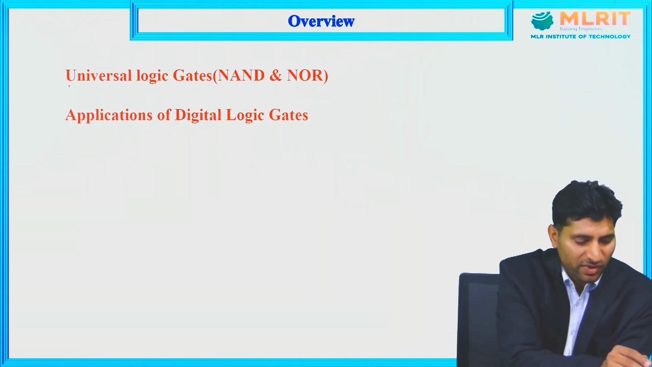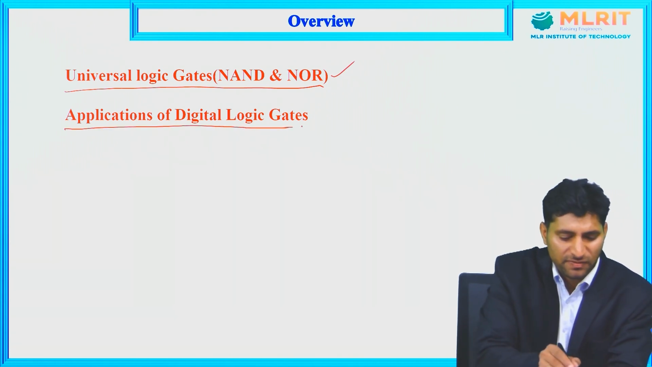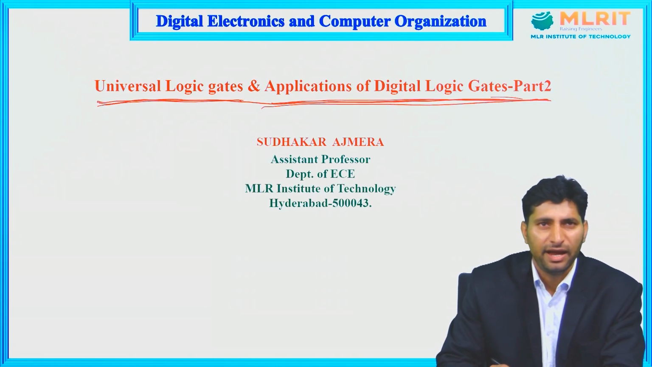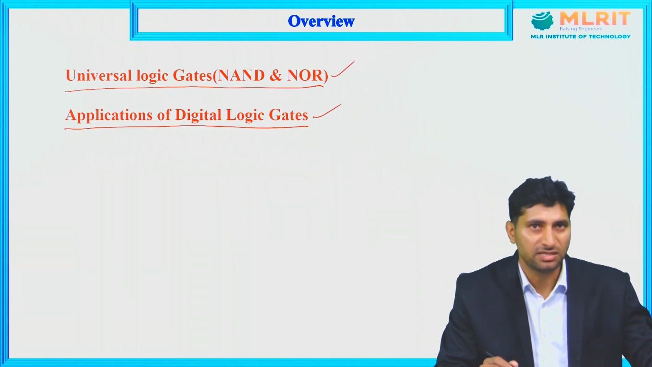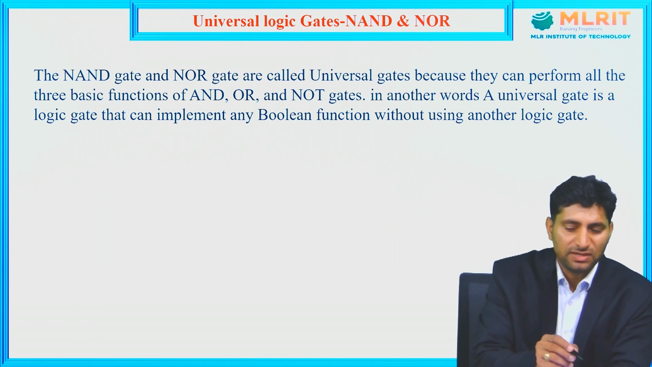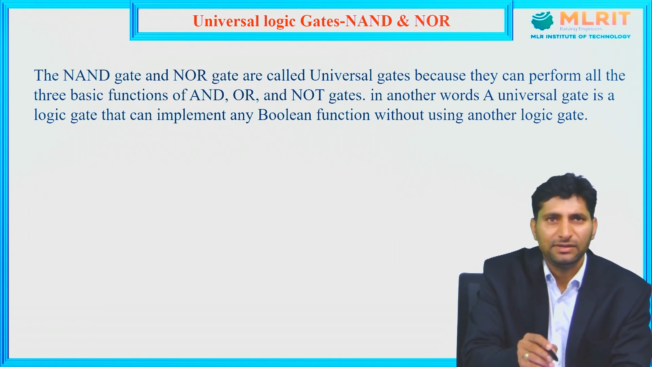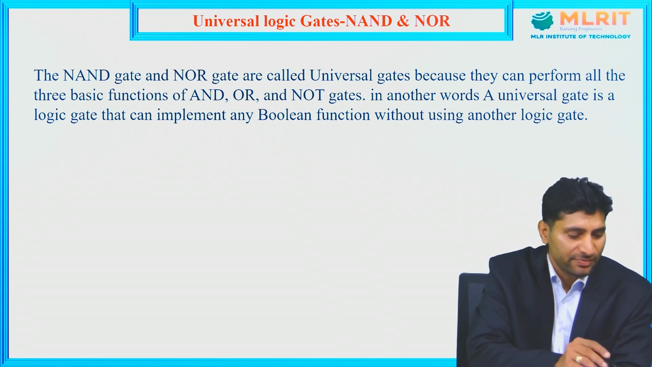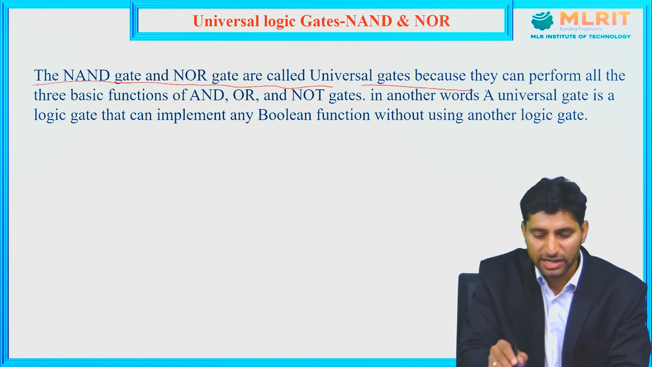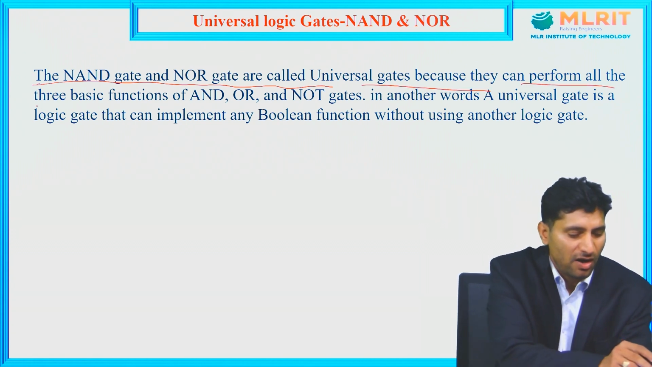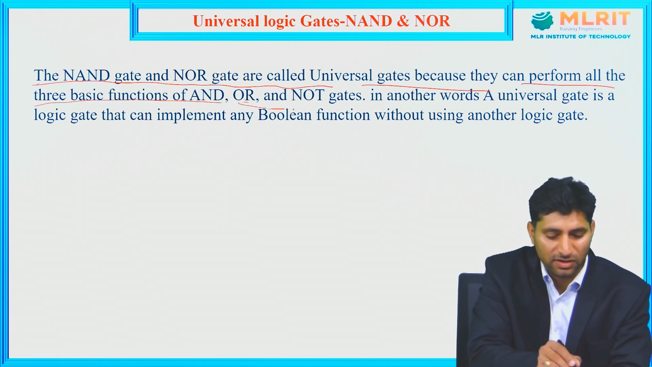We will see universal logic gates like NAND and NOR logic gates and applications of digital logic gates like AND gate applications, OR gate applications, NOT gate applications. Let us move on to universal logic gates. Basically NAND and NOR are treated as universal logic gates. The NAND gate and NOR gate are called universal logic gates because they can perform all three basic functions of OR, AND and NOT logic gates.